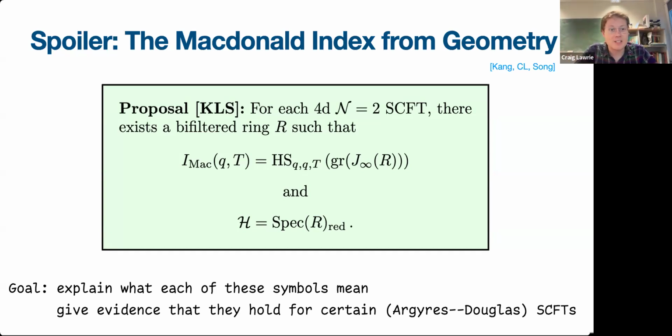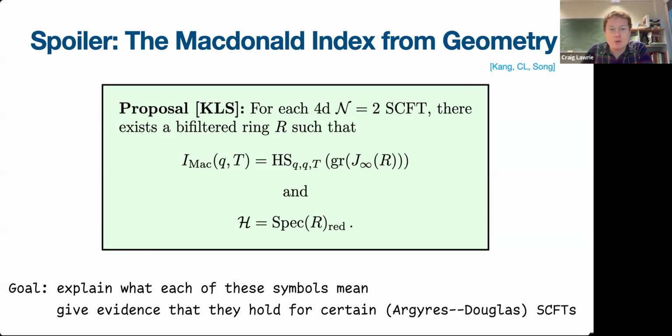Furthermore, the Higgs branch of the 4D N equals 2 theory is obtained as follows: one takes the spectrum of the ring, which defines for you an algebraic scheme, and then one reduces that scheme to a variety, and that underlying variety is in fact the Higgs branch of the theory. So in this sense, this ring R is some kind of schemification of the Higgs branch, whatever that might be. The goal in the talk today is that I will explain and unpack what this expression means, what J infinity is, and so on. That will be the first half. And then I'll try to give evidence that these expressions are actually true for a variety of, in this case, mostly Argyres-Douglas SCFTs.